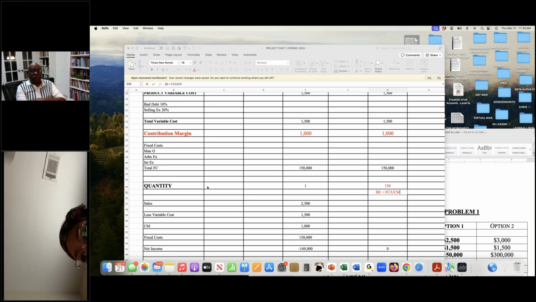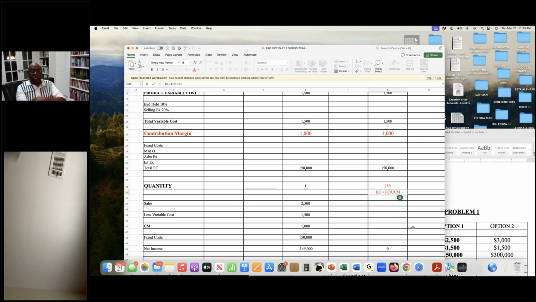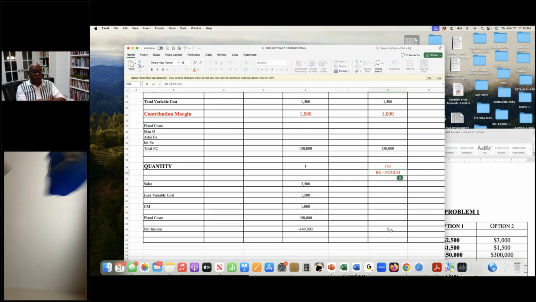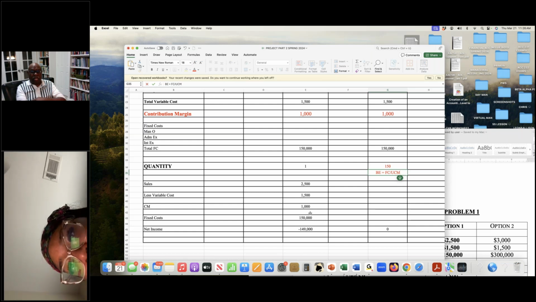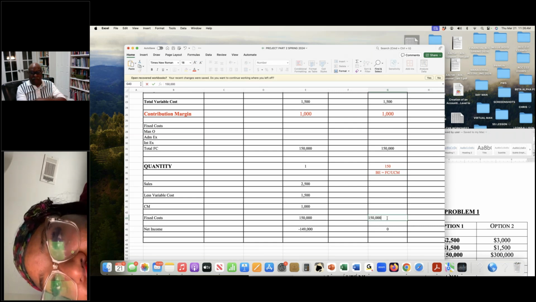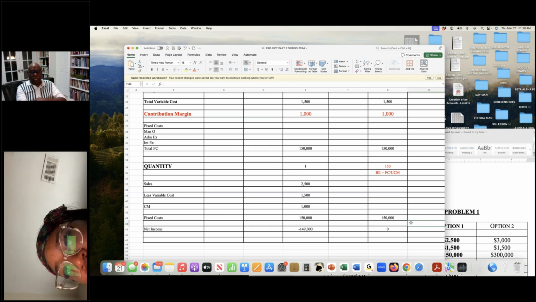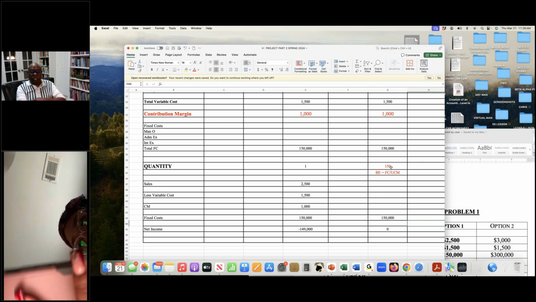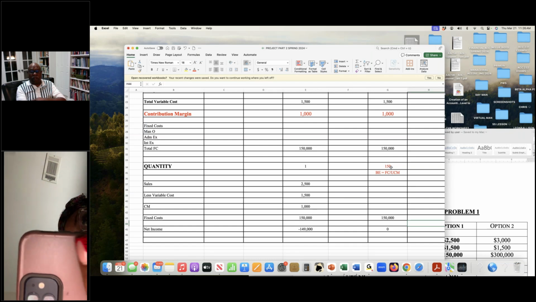Now, let's move. What is break even? Well, we've got to prove it. Break even is the point where sales less variable costs gives us a contribution margin, less fixed costs gives us net income. So we know the fixed cost is going to be 150,000. So we're keeping the fixed cost at 150,000. Okay. Now, if I sell 150, what are my sales going to be?